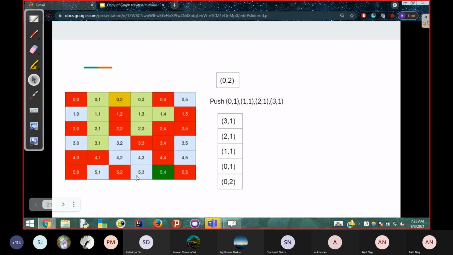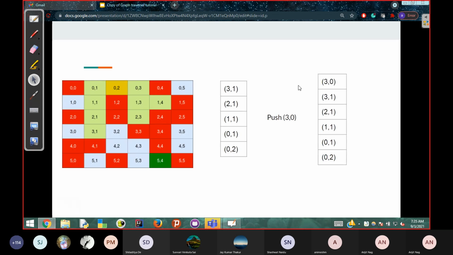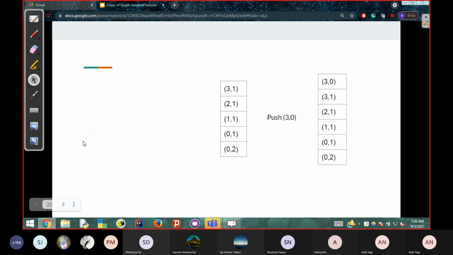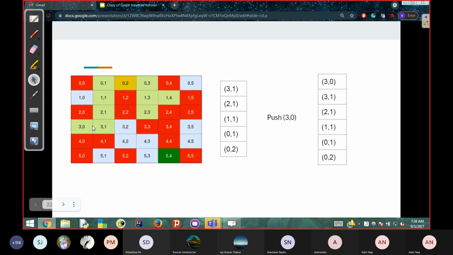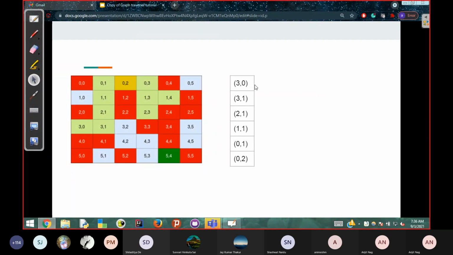So this is the step. Now from 31 you can go to 30 or 32. Suppose we are planning to go to 30. So we just mark 30. But the problem is that from 30 there is no way to go, so we need to backtrack. So we are popping 30, and this is the stack now: 31. Now from 31 we can go to 32.